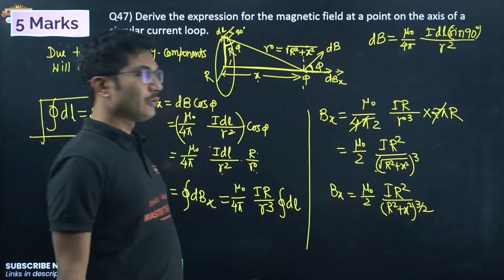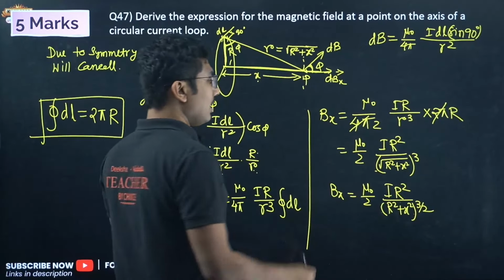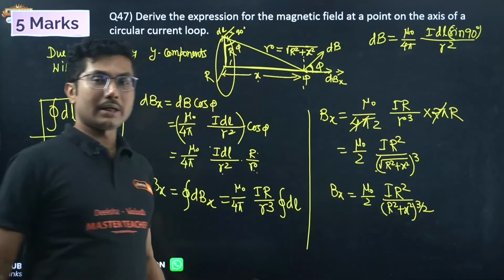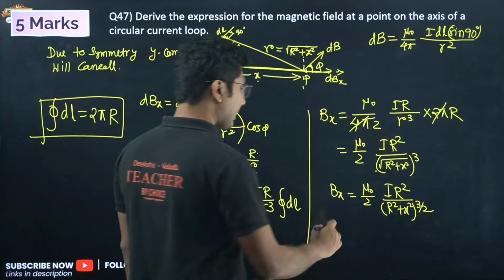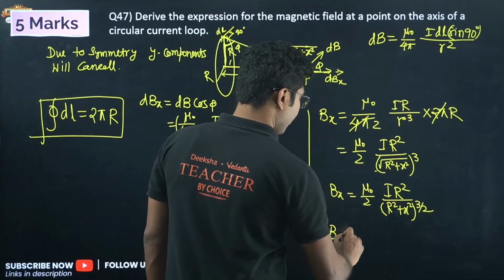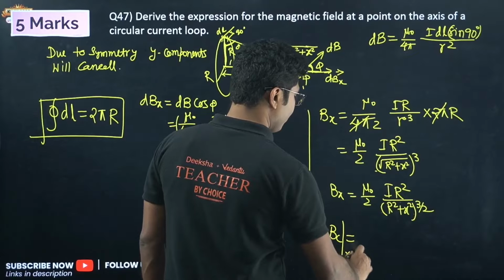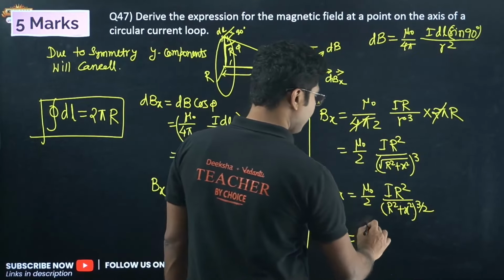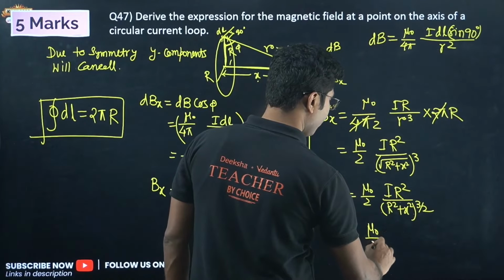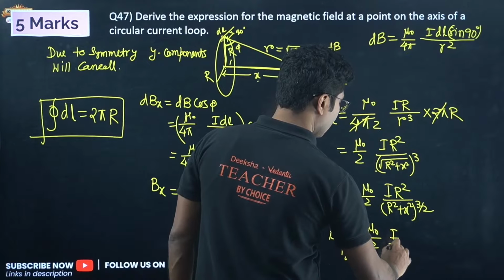Now if they ask you what is the magnetic field at the center, generally it does not come, but the central magnetic field is very important, which is given by x equals to 0. Simply if you put x equals to 0 over here, you will get the magnetic field at the center, which is given by mu naught by 2 I by r.